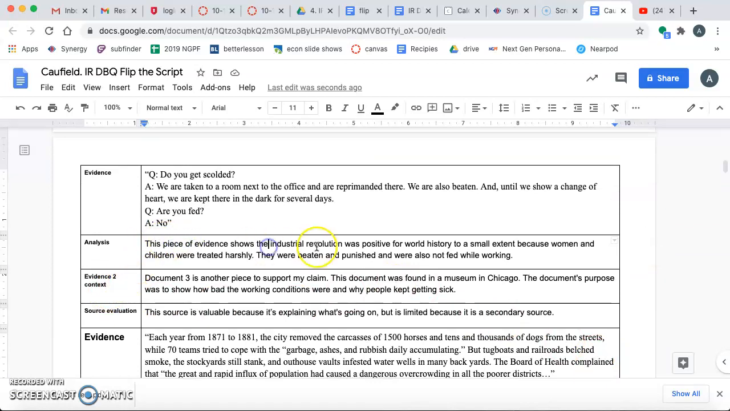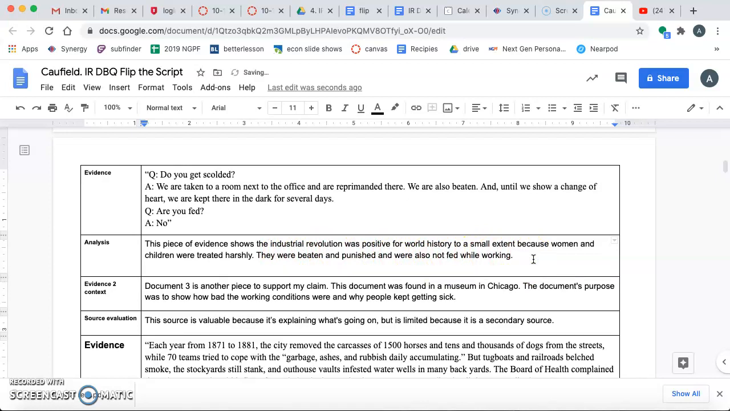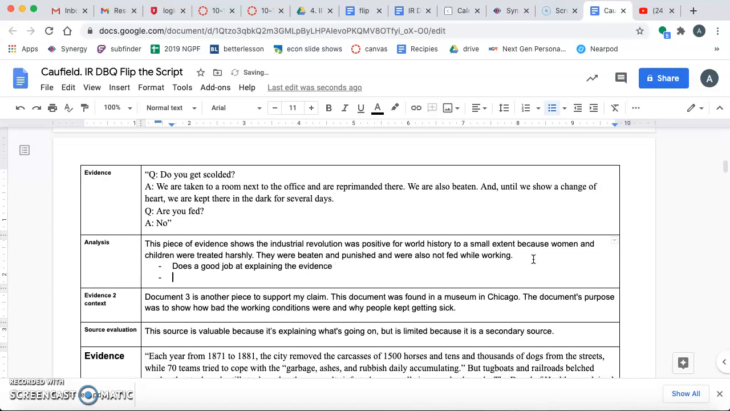This piece of evidence shows the Industrial Revolution was positive for world history to a small extent because women and children were treated harshly. They were beaten and punished and were not fed while working. Okay, so this evidence does a good job at explaining the evidence. But the question isn't just about the Industrial Revolution in Japan. So this person needs to bring the evidence back out to the big picture and general IR, right? So they were beaten and punished and they were not fed while working, right?